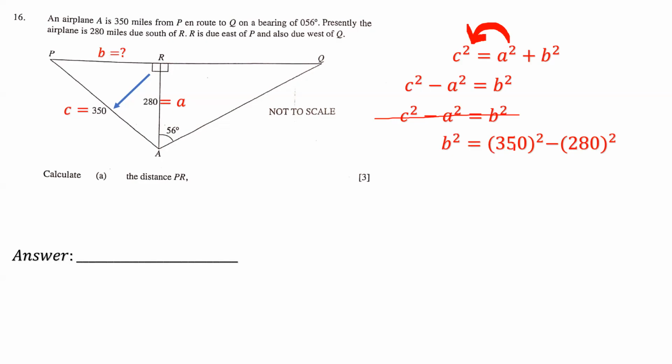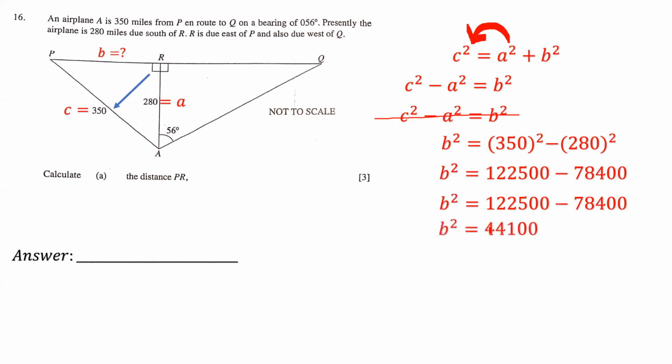And we know that C is what? C is 350. We know that A is 280. So it's 350 squared minus 280 squared. That's going to be equal to 122,500 minus 78,400. And so let's subtract them. When we subtract them, we get B squared is equal to 44,100. Now we want to take the square root of both sides, because we only want B. We don't want B squared. We want what B is.